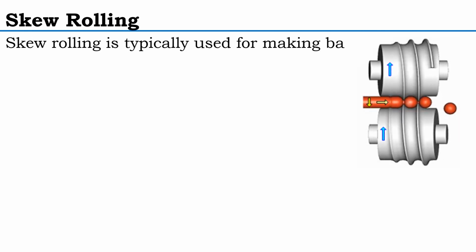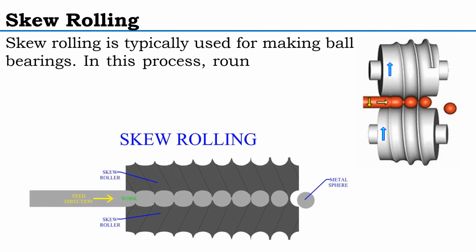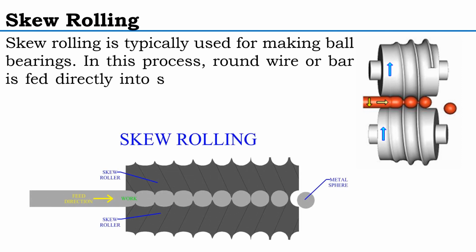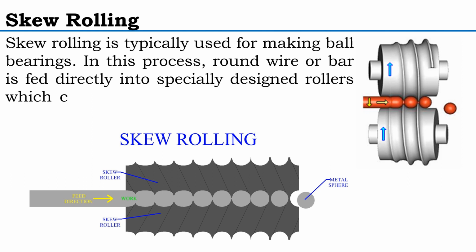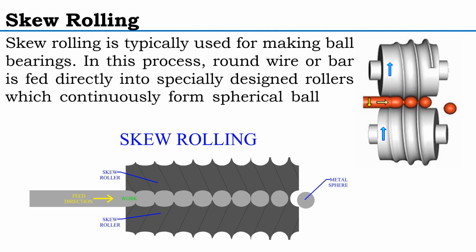Skew rolling. Skew rolling is typically used for making ball bearings. In this process, round wire or bar is fed directly into specially designed rollers which continuously form spherical balls by rolling action.